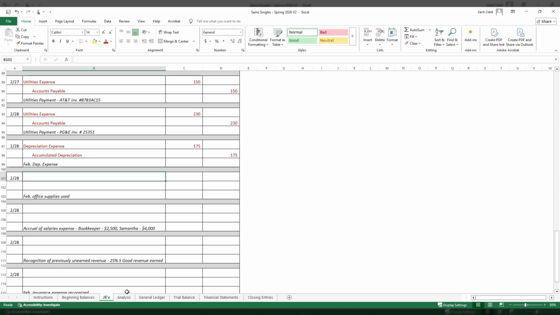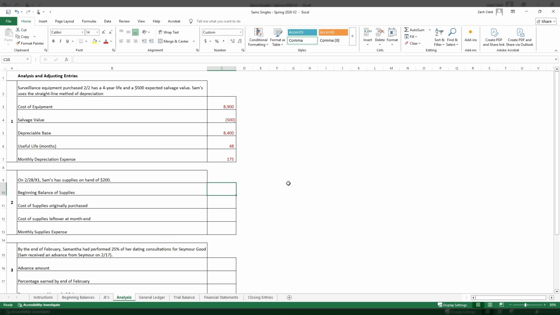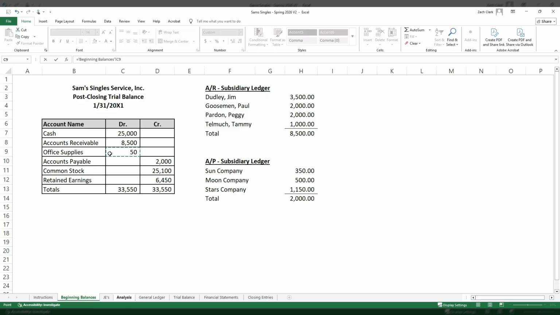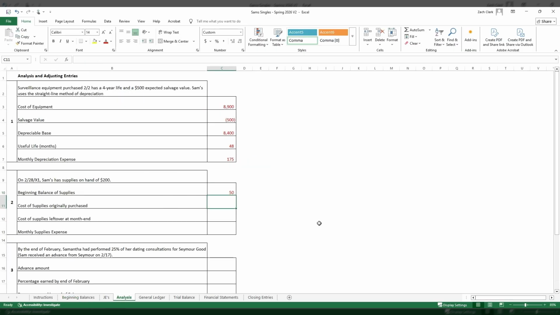Okay, let's go back to our analysis tab here and look at our office supplies adjusting entry and analysis. So at the end of the month here, at the end of February, the company has supplies on hand of $200. So in essence, someone counted the office supplies and realized, okay, we have $200 left. Now let's fill out our analysis template, so we need to account for the beginning balance. So we had $50 in office supplies to start at the beginning of the month.